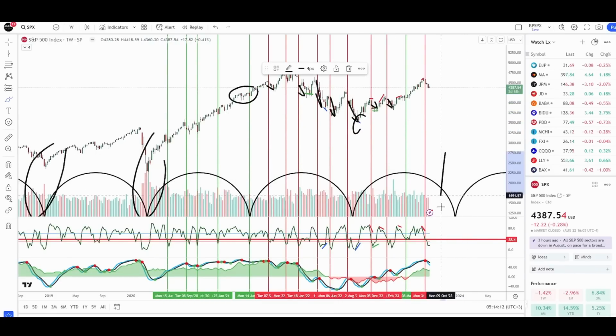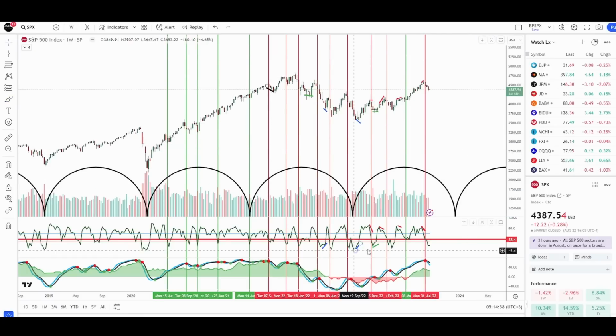And so we're now looking for a bottom to occur between October and early January, late January of next year. So sometime in that three-month time frame, from late October all the way to January of next year.